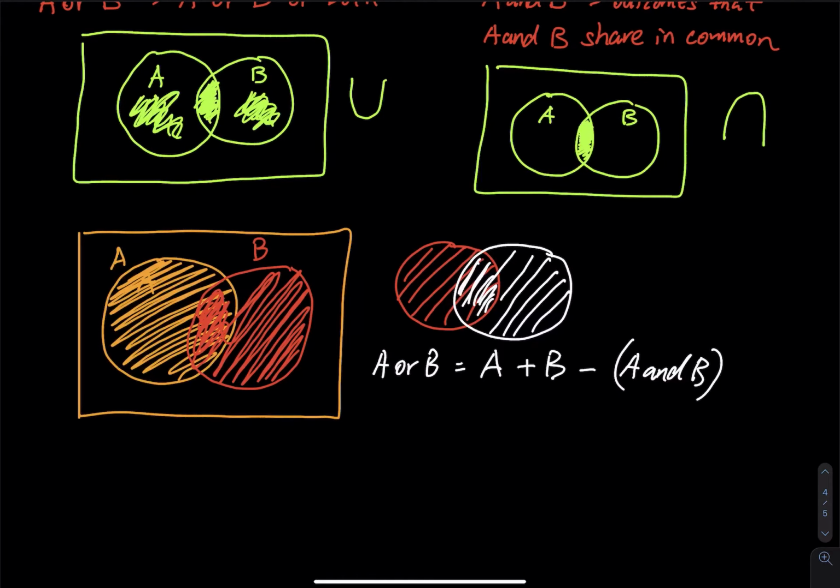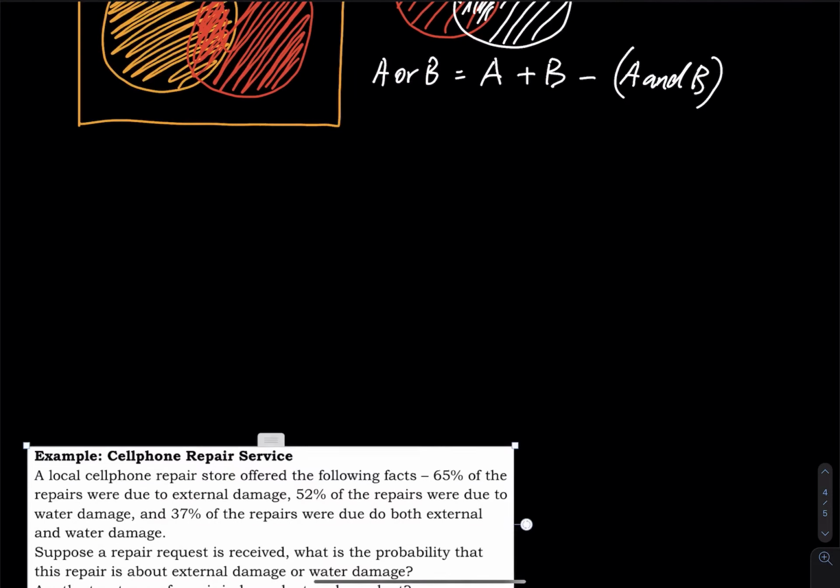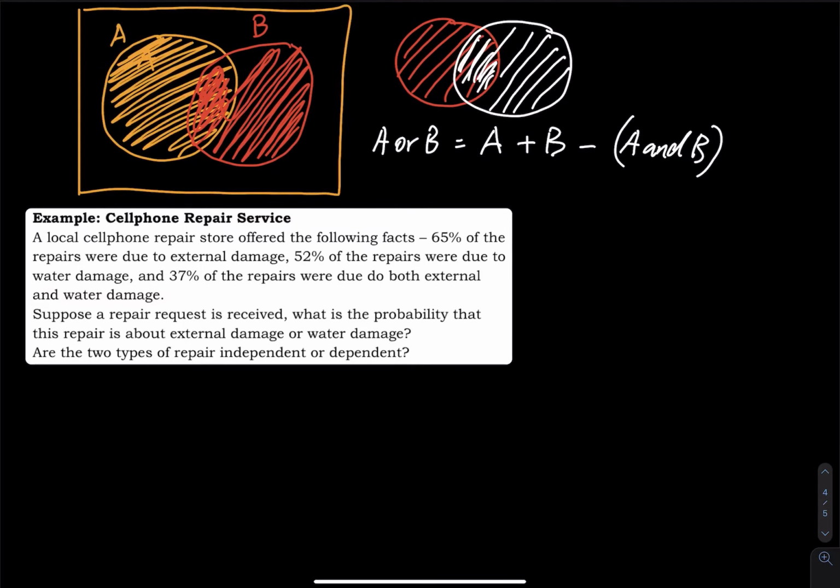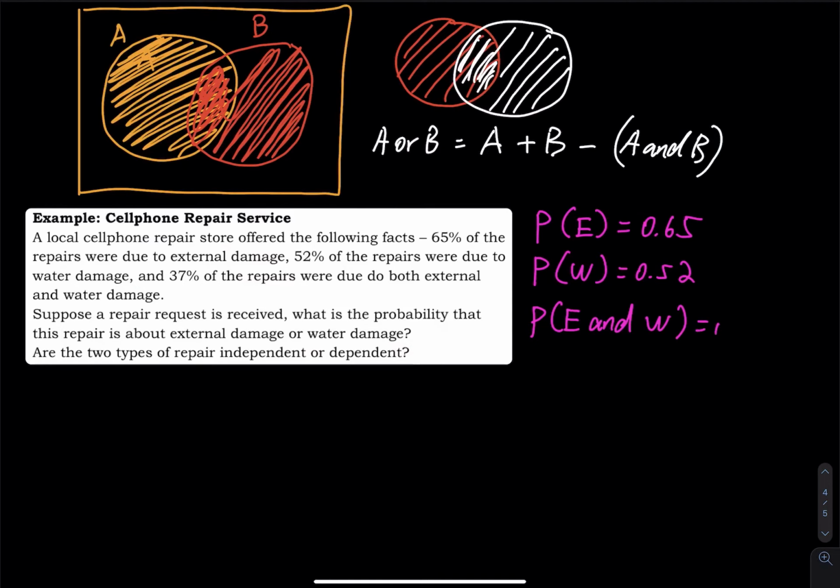All right, so let's do a quick example. A local cell phone repair store offered the following facts. 65% of the repairs were due to external damage, 52% were due to water, and 37% for both. So let's do it. The probability of external, I will just use E, is 0.65. The probability of water is 0.52, and then both, so that will be external and water, equals 0.37.